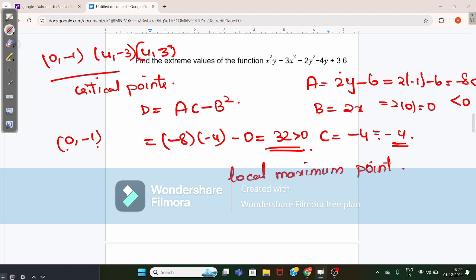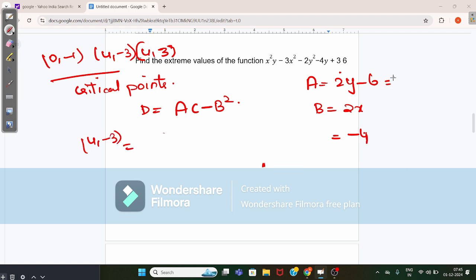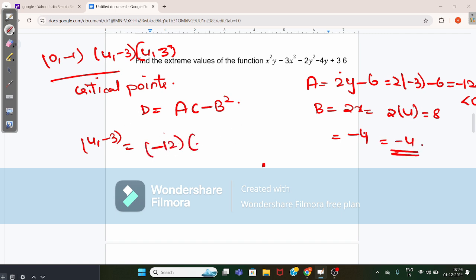When you substitute (4, minus 3) here, 2 into minus 3 minus 6 gives the value minus 12, which is less than 0, and 2 into 4 gives the value 8. When you substitute these values in this equation, it gives minus 12 into minus 4, minus 8 square, that is minus 64, so you will get minus 16, which is less than 0 here. So this value is less than 0 and this value is less than 0. So this is the saddle point.